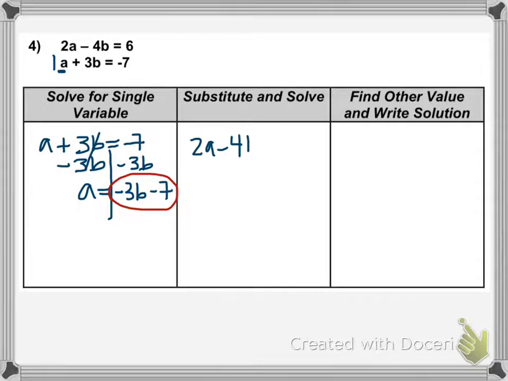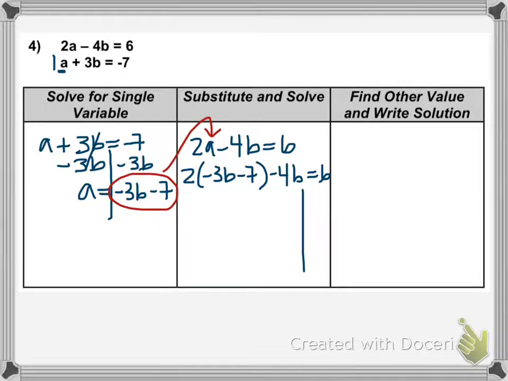2a minus 4b equals 6. And we're going to replace the a part with the negative 3b minus 7. So it'll look like this. 2 times parentheses negative 3b minus 7. And then minus the 4b equals 6. So now that we have an equation that just has one variable, just b, we're going to go ahead and solve it. We're going to begin by distributing that 2 to the negative 3b and the negative 7.